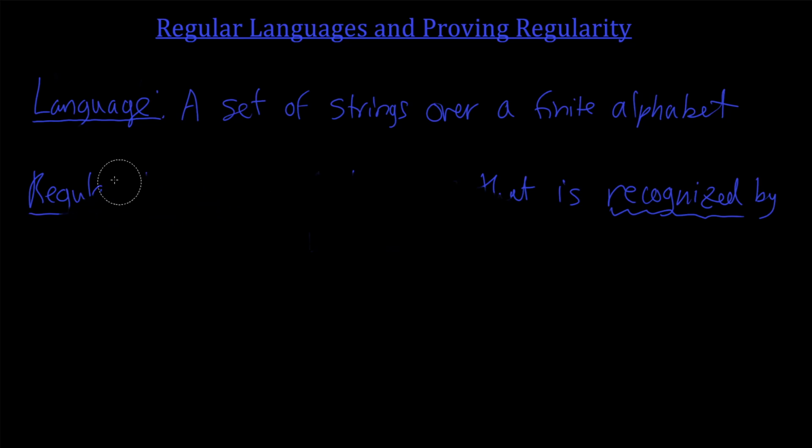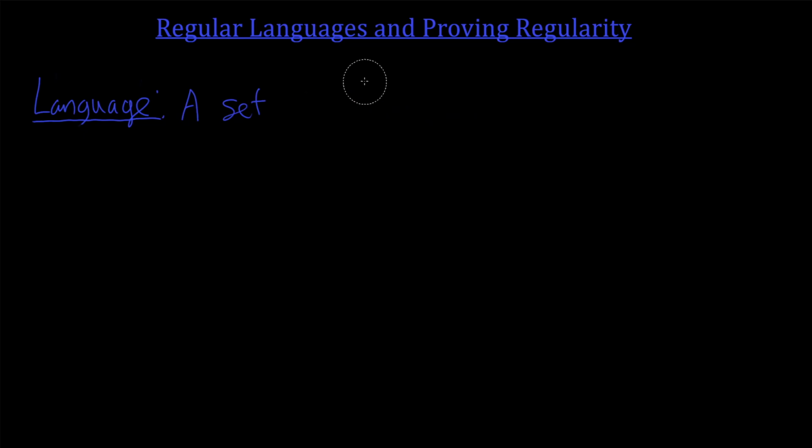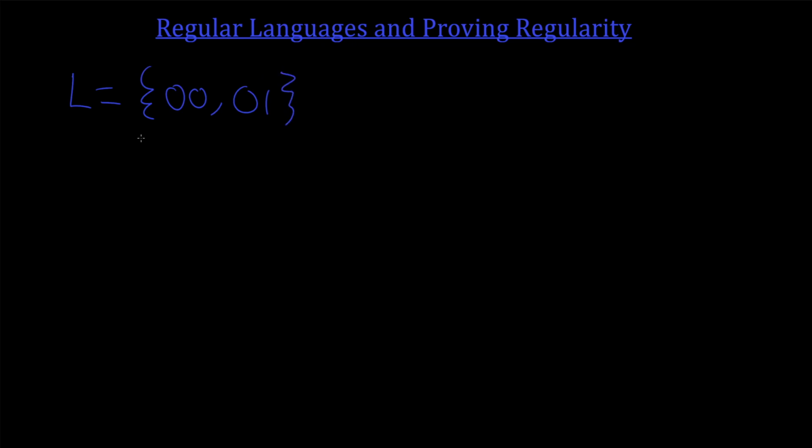But first, I want to go through some examples of languages that you might see, to get a sense of the format and context of languages. Like, how are you going to see these languages? What form are they going to be in? Well, let's say we have a language that just contains the strings 00 and 01. So you may see a language with explicitly written out strings, like 00 and 01. So it's very clear what exactly is in this language.